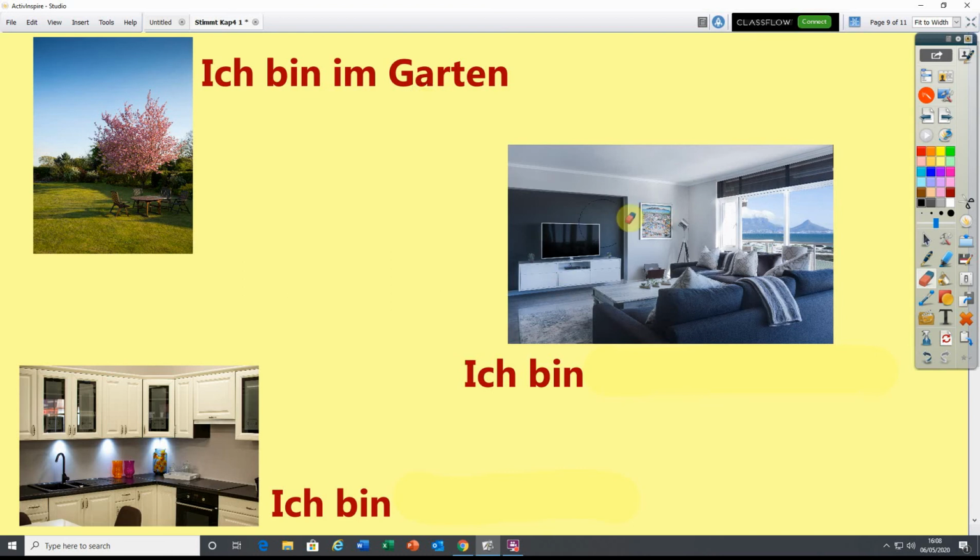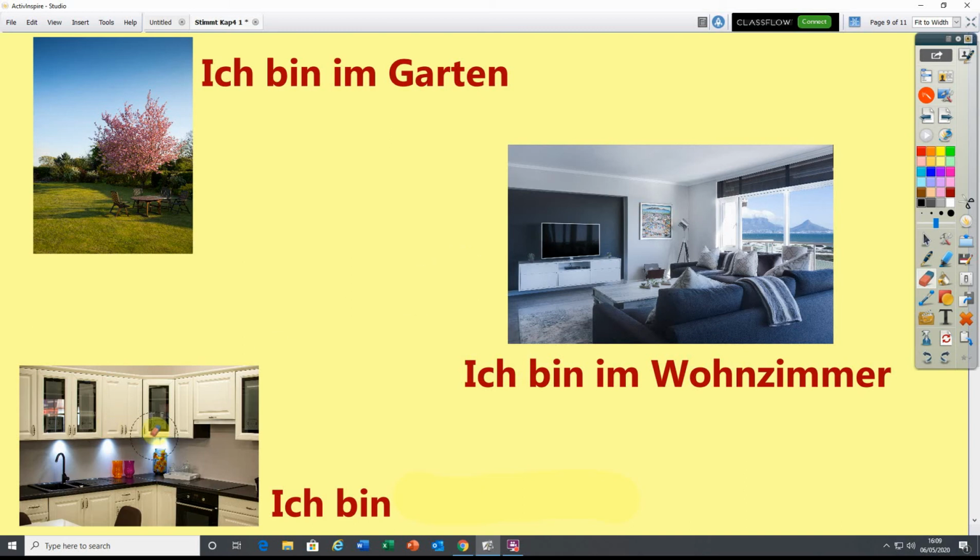What about my beautiful living room with views across the mountains? How would I say I am in the living room? I would say ich bin im Wohnzimmer. Ich bin im Wohnzimmer. I'm in the living room. Or, of course, you could say ich bin in dem Wohnzimmer.